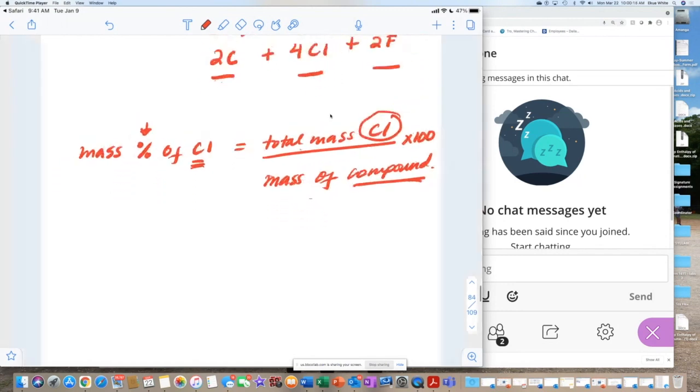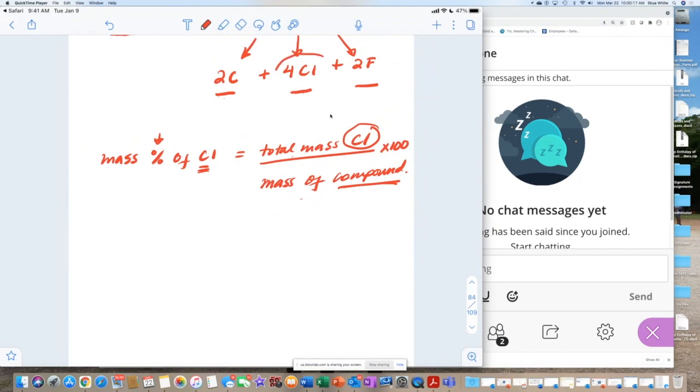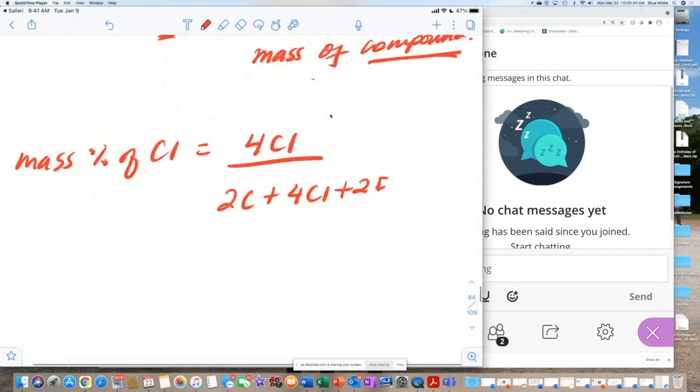Okay. So over here, our focus is this. The mass percent of chlorine will be 4 chlorines over this whole compound, which has 2 carbons plus 4 chlorines plus 2 fluorines, right? So let me see. I have to figure out what these individual masses are. Where's my periodic table?